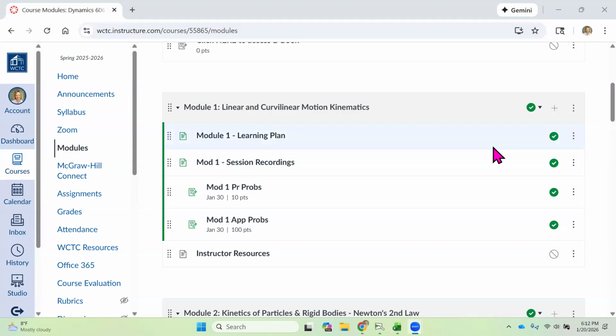Recording. Okay, so we're going to take a look at Module 1 and get started on that this evening. As we look at Module 1, you're going to notice that we're going to be studying linear and curvilinear motion and kinematics. This, for the most part, should be review, okay?